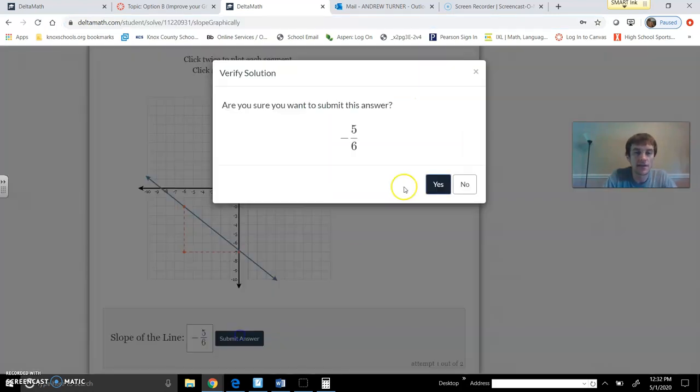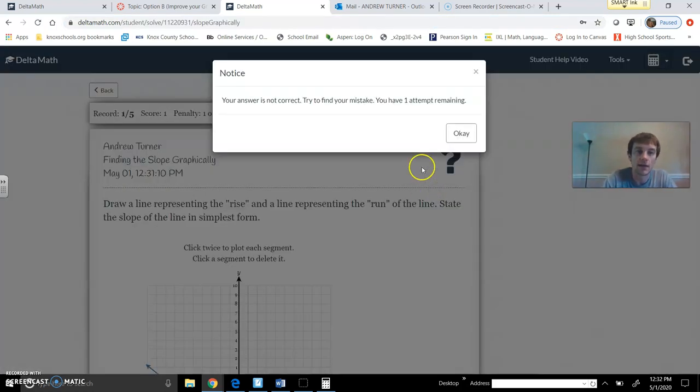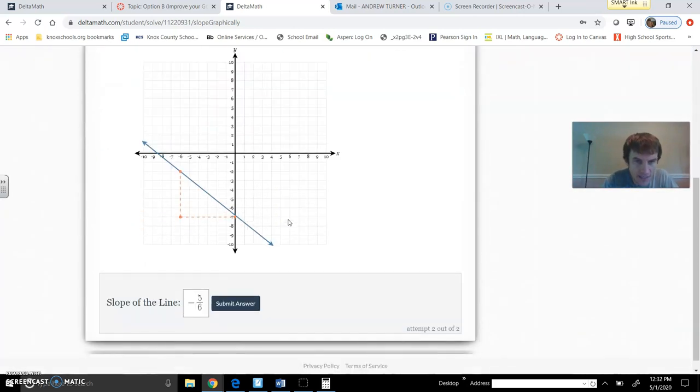So let's submit our answer. And again, I think it says it is not correct. Try to find your mistake, and you have 1 attempt remaining. And so it says that I've made a small mistake, and maybe it's because I don't have one of my points perfectly. I like that point. Let's see.